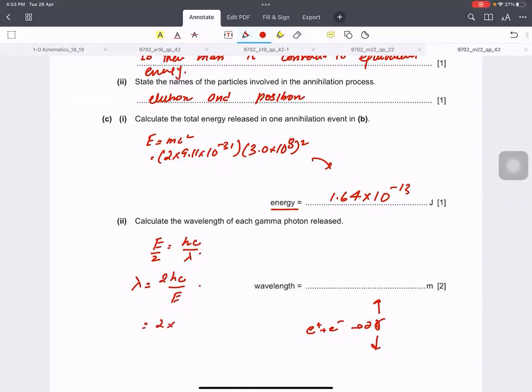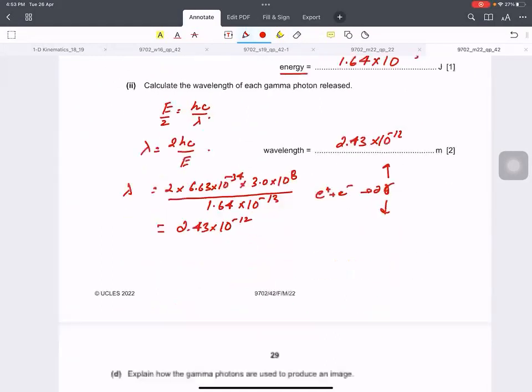Okay, 2 times 6.63 times 10 raised to minus 34 and 3.0 times 10 raised to 8, divided by 1.64 times 10 raised to minus 13. Okay, and the answer is 2.43 times 10 to the power negative 12. Okay, very good.